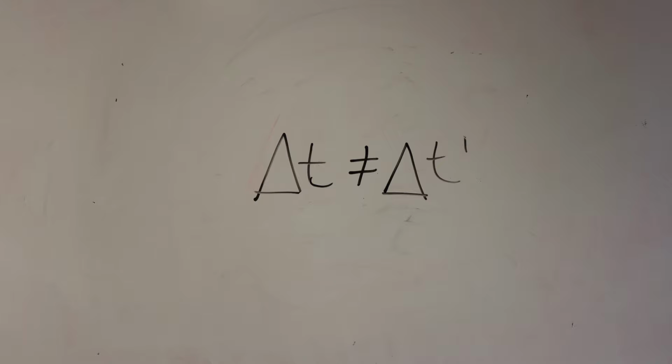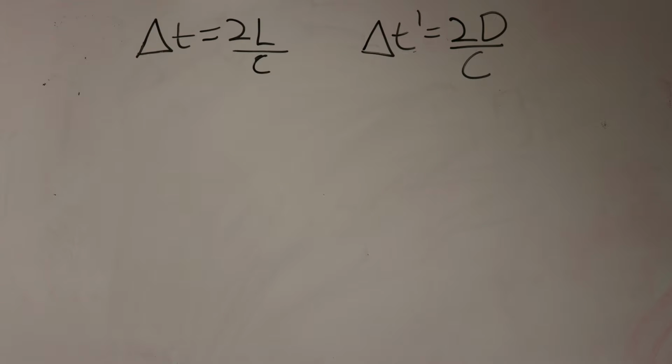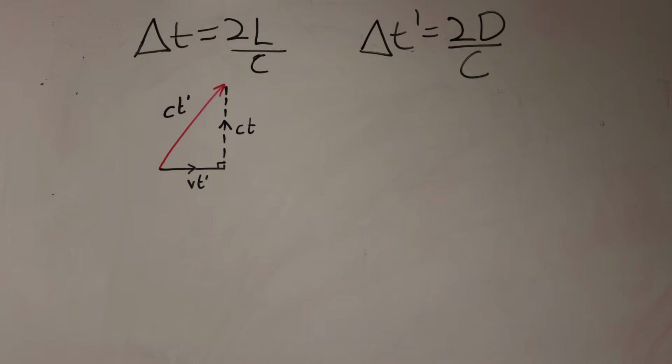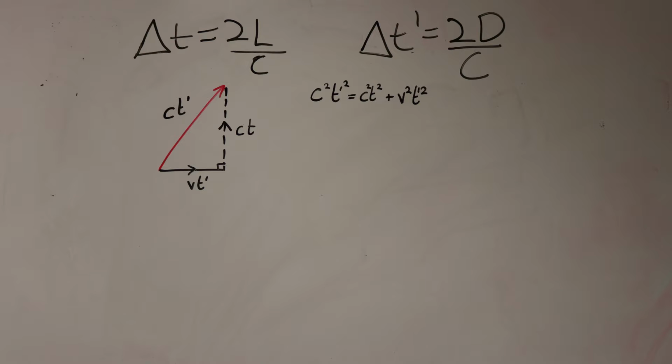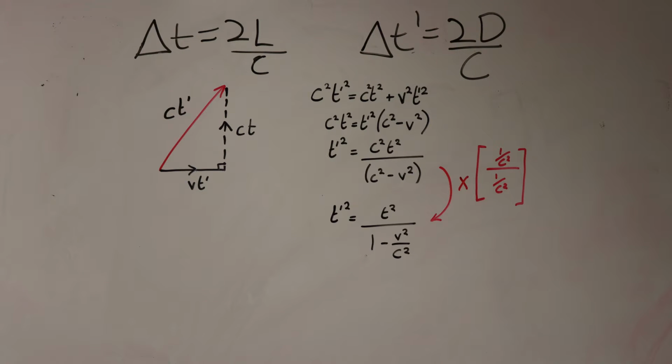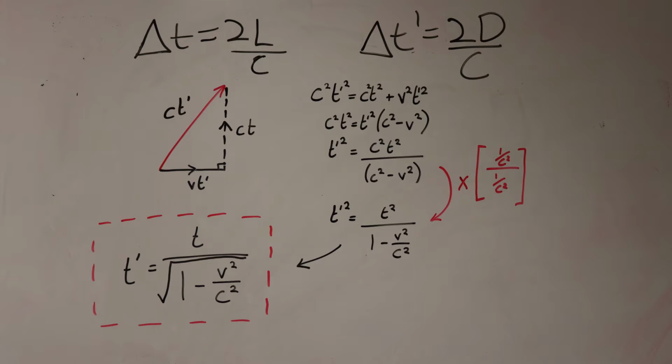The faster an object travels, the slower time passes for it. This is time dilation. Given the 2 equations for delta t and delta t prime, we can use Pythagoras' theorem to relate them: c squared t prime squared equals c squared t squared plus v squared t prime squared. By rearranging and multiplying by 1 over c squared, we achieve the equation t prime equals t over root 1 minus v squared over c squared. This is the equation for time dilation.